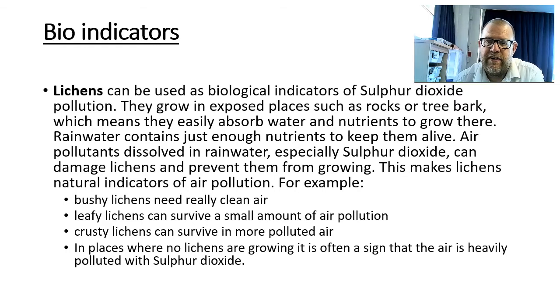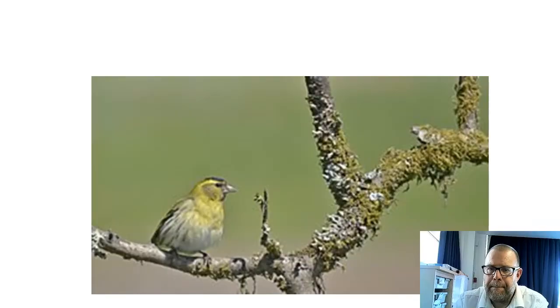So bushy lichens need really clean air. Leafy lichens can survive a small amount of air pollution. Crusty lichens can survive in more polluted areas. In places where no lichen is growing, it's often a sign that it's heavily polluted with sulfur dioxide. So it's a very good indication for those, just like the invertebrates were. So here we can see some lichen on the trees, showing it's a nice healthy environment.